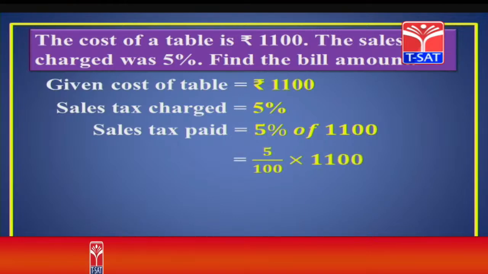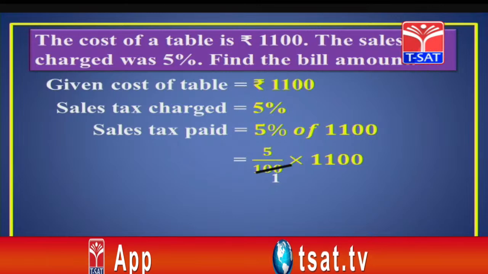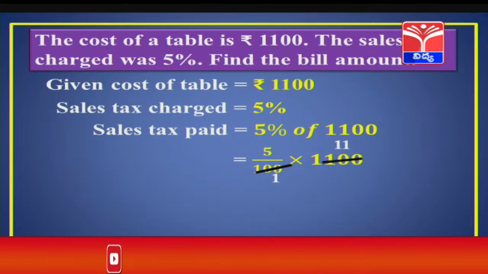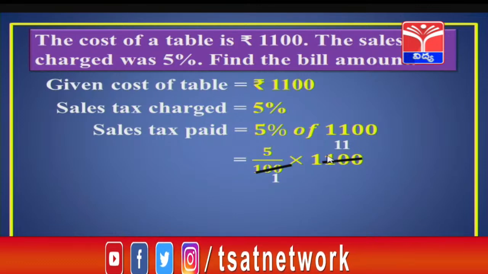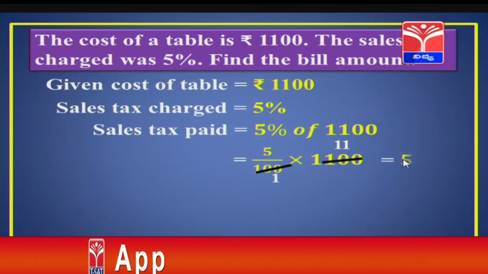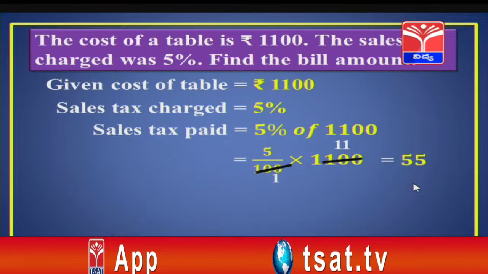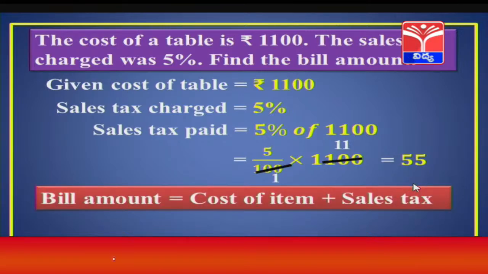So, 5% means 5 by 100 into 1100. Now, 100 will cancel with 100 one time, and it will go into 1100 11 times. Now, what is left, children? So, we are left with 5 into 11. So, what is that, children? 5 into 11? Yes, it is 55. That means we need to pay a tax of 55 rupees.